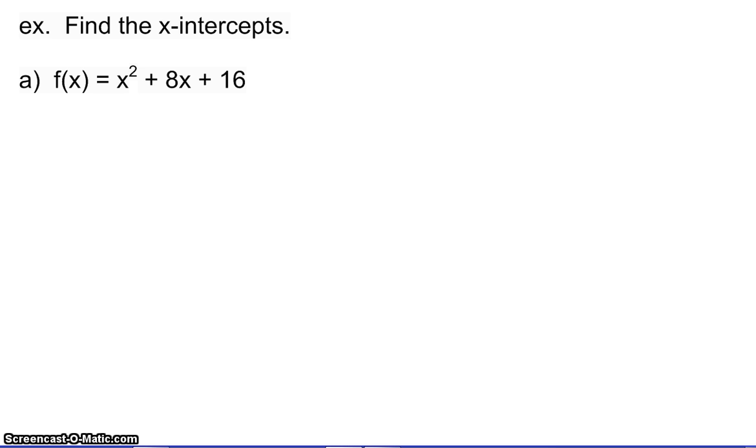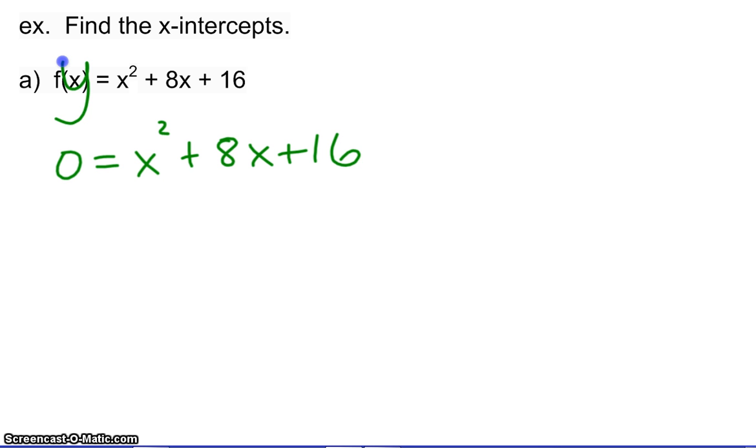Find the x-intercepts. Remember, f of x can also be written as y equals, and it means the exact same thing. So in order to find the x-intercept, we're going to plug 0 in for y. So now this equation looks like 0 equals x squared plus 8x plus 16. Now, when we're solving this, this goes back to how we solve this type of problem when it's equal to 0. We want to first see if we can factor this. And if we look at this particular problem, we can factor it. Because there's a perfect square, we get x plus 4 squared.